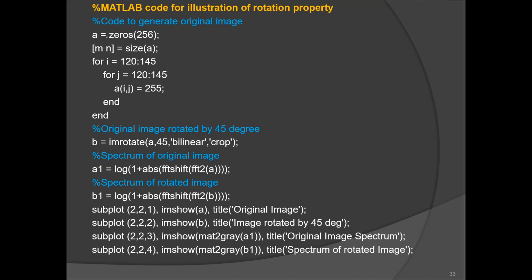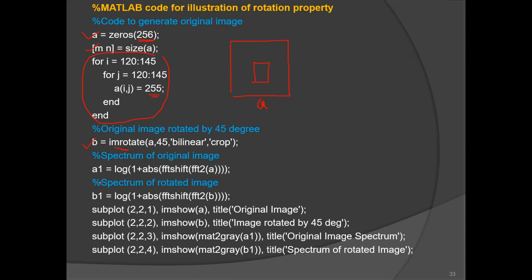Here is the actual MATLAB code. We have created the image with zeros 256 by 256, and we have got the size of that image in M by N. By using this loop, in the middle we are putting white pixels. The total image will be black initially, and at the center we are putting white pixels. 255 represents white pixels, right? Then A is our original image, and we have rotated that image using the imrotate function.